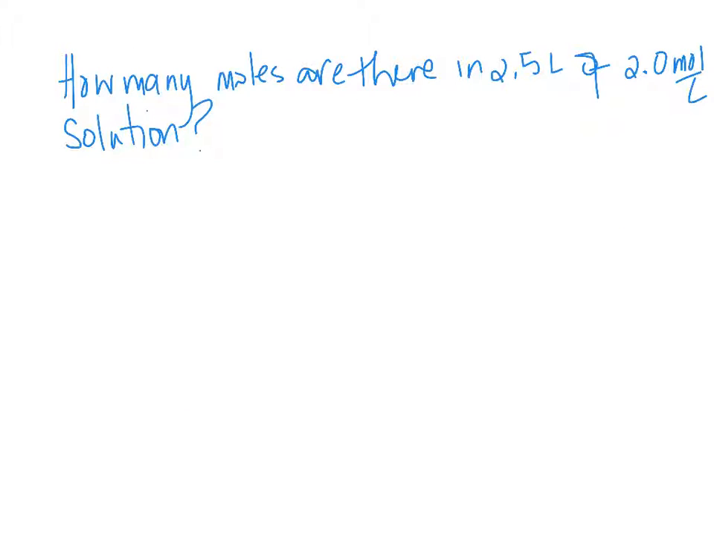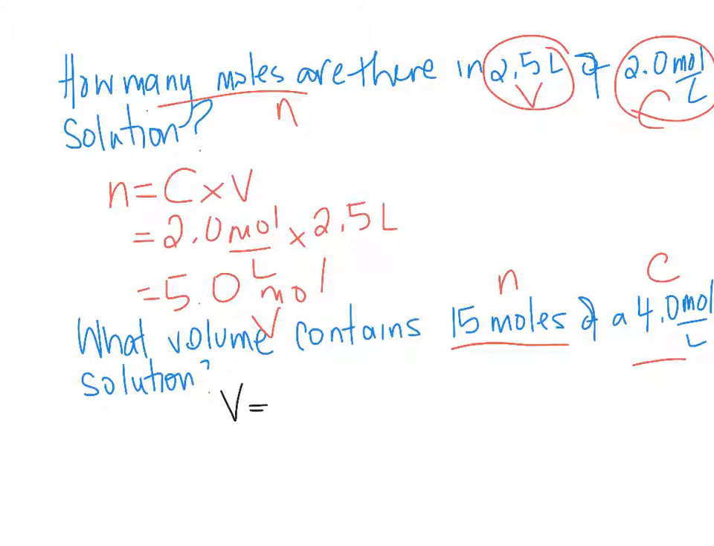How many moles are there in 2.5 milliliters of 2.0 moles per liter solution? By C, N divided by C. So equals 15 divided by 4. 3.75 liters. So if 1 liter contains 4, we need almost 4 liters to get 16. Awesome.